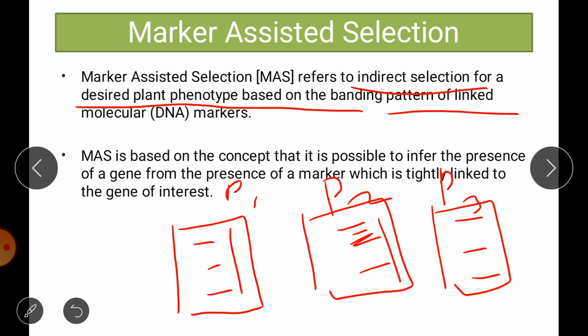This concept is based on the presence of a gene in the vicinity of the marker. In the vicinity of that gene, we have the marker which is tightly linked to the gene of interest. So, for marker assisted selection, we require a marker which is tightly linked to the gene of interest, and that gene is governing our specific breeding objective. Then only marker assisted selection will be possible.